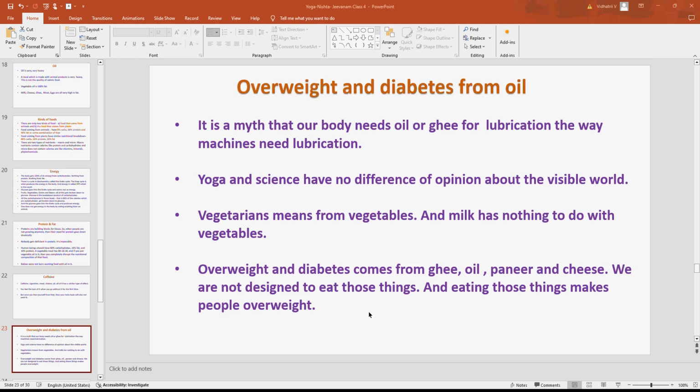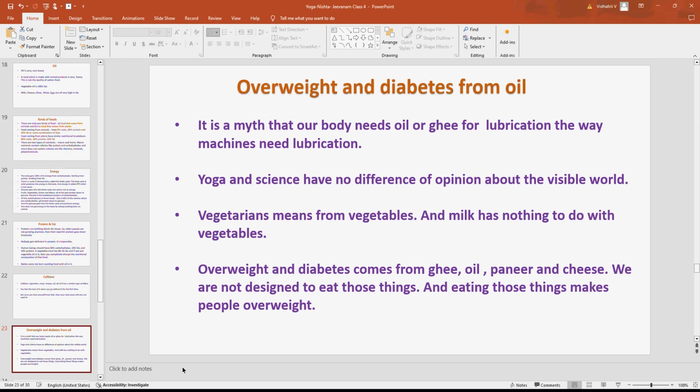Whatever oil we need, we can get from nuts, we can get from a plant-based diet, right? We should base our knowledge of food on science. There is nothing in any of these foods like oil and ghee that we cannot get from plants and vegetables.